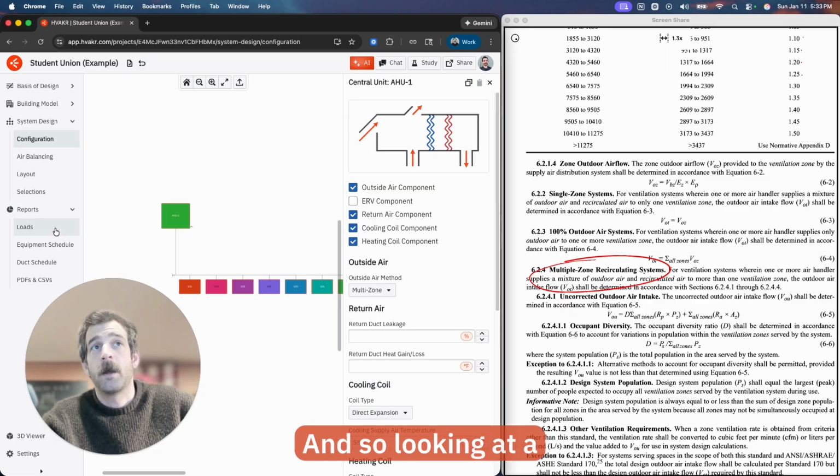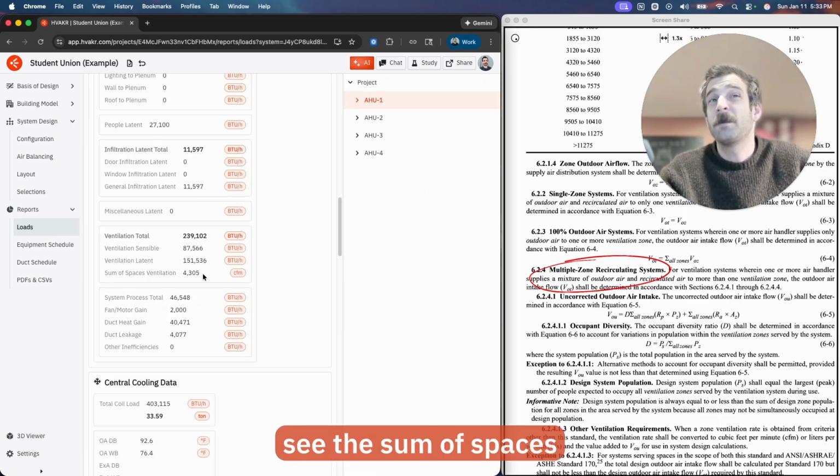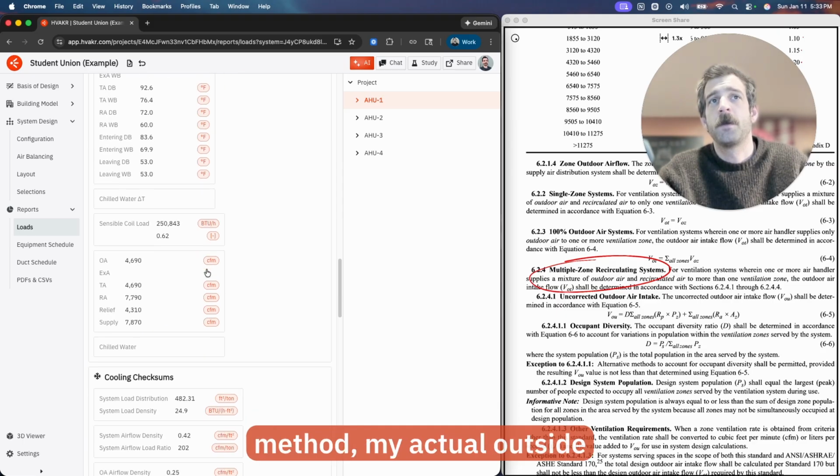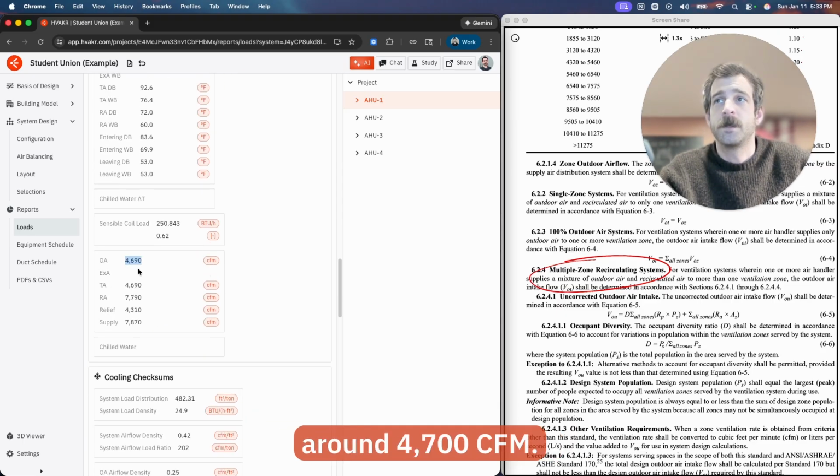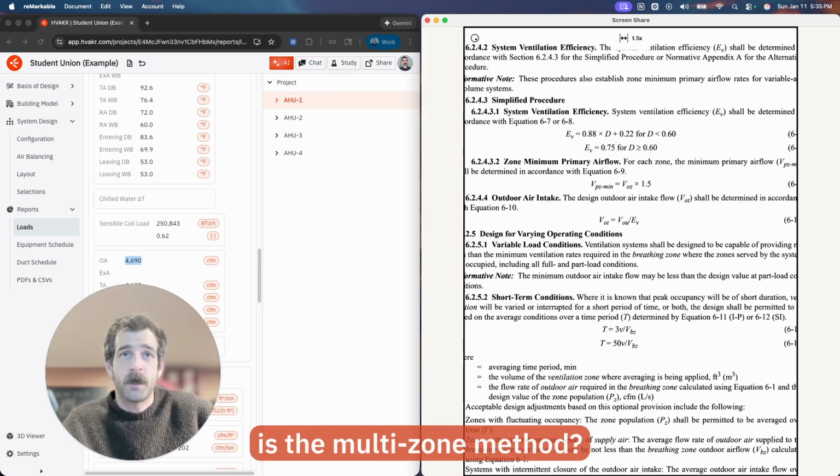And so looking at a report for HU1, I now see the sum of spaces ventilation at 4,300 CFM, but with the multi-zone method, my actual outside air intake needs to be around 4,700 CFM. So what is the multi-zone method?